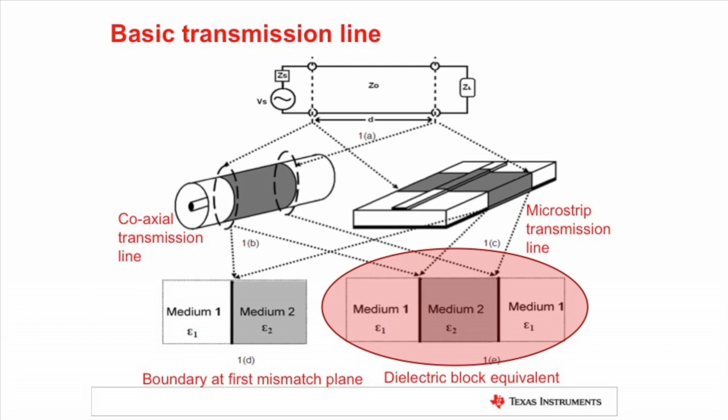Considering the source and the load 50 ohms impedance equivalent to the absolute permittivity epsilon 1, and the mismatched transmission line characteristic impedance equivalent to the absolute permittivity epsilon 2, then the two planes of mismatch can be considered as an equivalent dielectric block shown on the bottom right side of this slide.